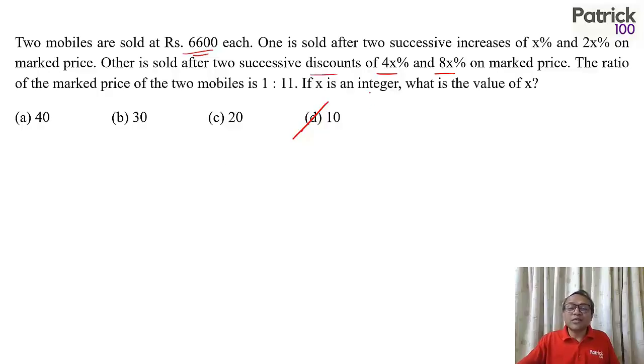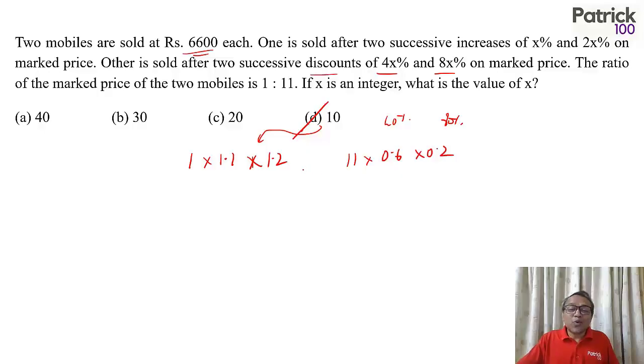So if I substitute 10 for example, x% increase is 10% increase, that is 1.1. I am assuming 10, and 2x% increase means 20% increase, which is 1.2. If I go right, it becomes 1.32. I am giving a discount on the mark price. Discount of 4x means 40% means 0.6. 40% discount is done by multiplying by 0.6. 80% discount means multiplying by 0.2.